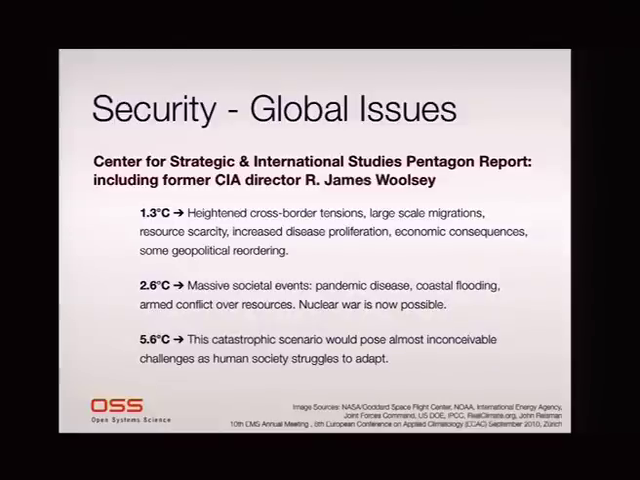At 2.6 Celsius, massive societal events, pandemic disease, coastal flooding, armed conflict over resources, nuclear war is now possible. Now they're talking about nuclear war because this is a security group that works for the Pentagon. So they're looking at things in global security issues regarding the military. 5.6, this is the catastrophic scenario.